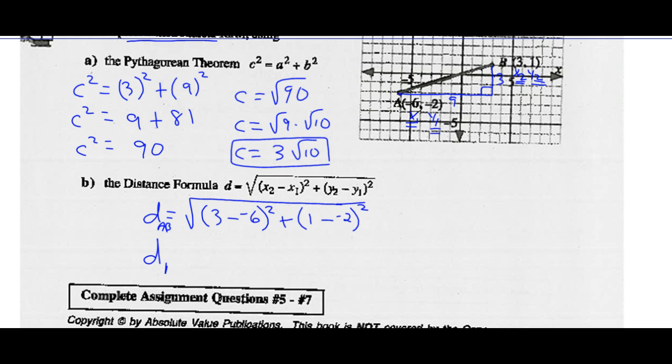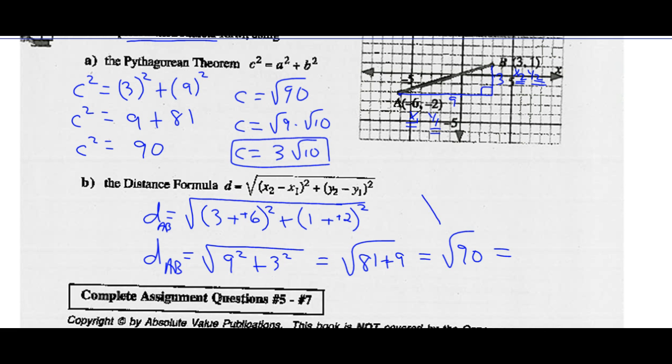So the distance from point A to point B would be the square root of 3 minus negative 6, a lot like saying 3 plus 6, which is 9 squared, and 1 minus negative 2 is the same as saying 1 plus 2, which is 3 squared. So you've got the square root of 81 plus 9, which is the square root of 90, which we already simplified up here as 3 radical 10. So both ways we get the same answer. All right.